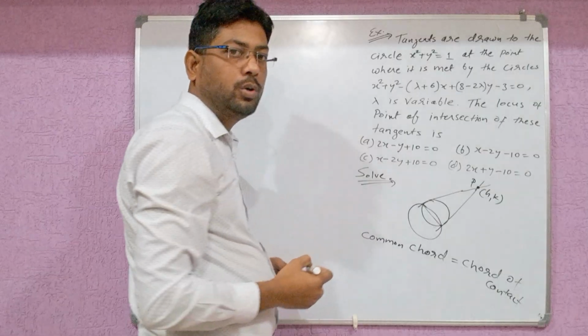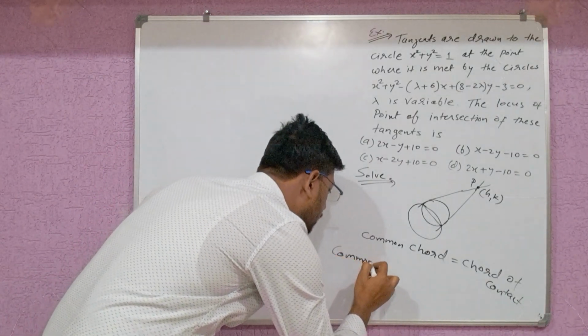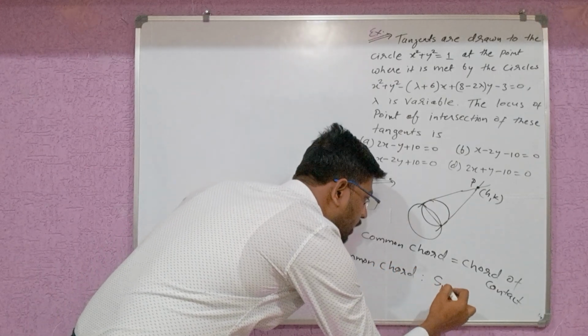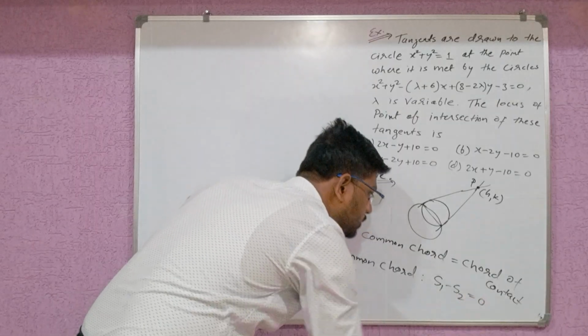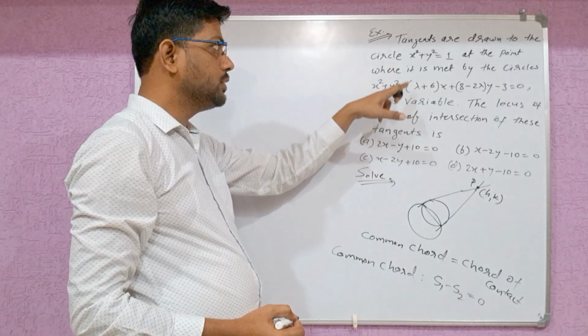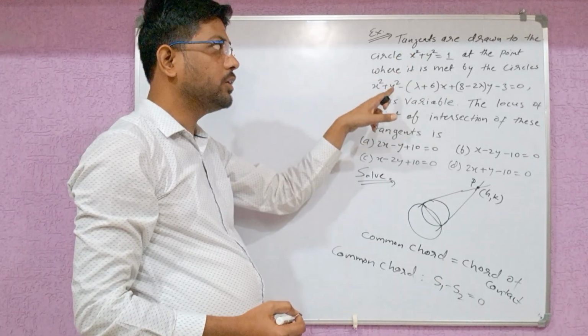S1 minus S2 is equal to 0. Okay, so common chord, that will be S1 minus S2 is equal to 0. Okay, so we'll subtract this circle from this circle. So x square and x square will be cancelled, y square and y square will be cancelled.